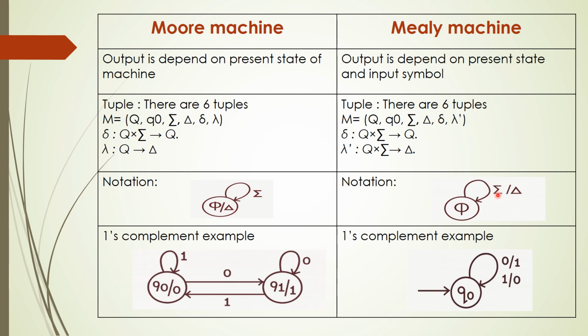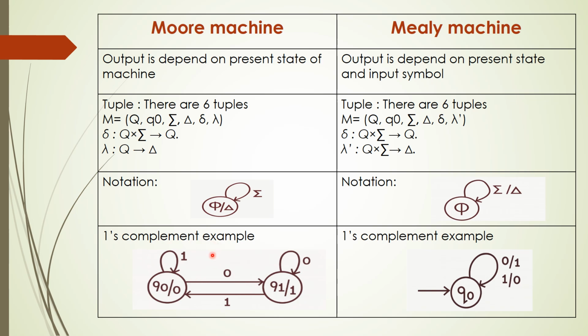Okay, so this is the notation which is used for a Mealy machine. In Mealy machine your output is associated with your present state and input symbol. So this transition function or output function you can see over here. Okay, let's discuss a quick example of one's complement.